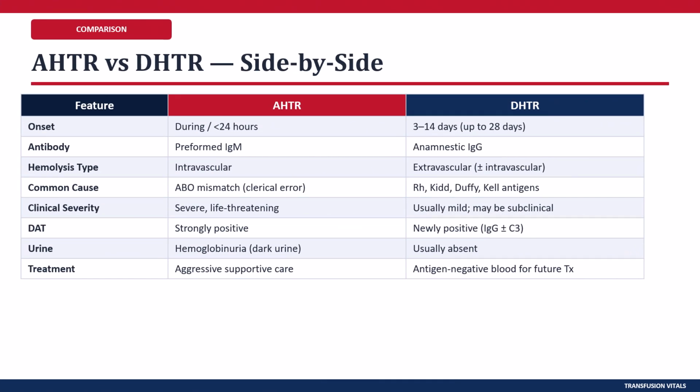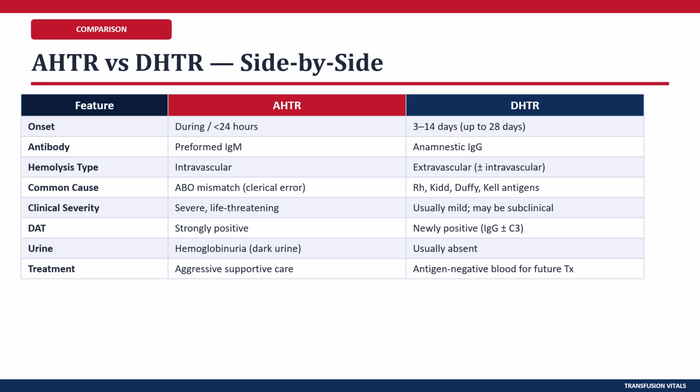This comparison table is one of the most commonly tested topics. So let's nail it. AHTR is the acute reaction that happens within 24 hours, usually because of preformed IgM antibodies. So think about ABO incompatibility. The hemolysis is intravascular, the complement punches holes directly in the RBC. It is severe and potentially fatal.